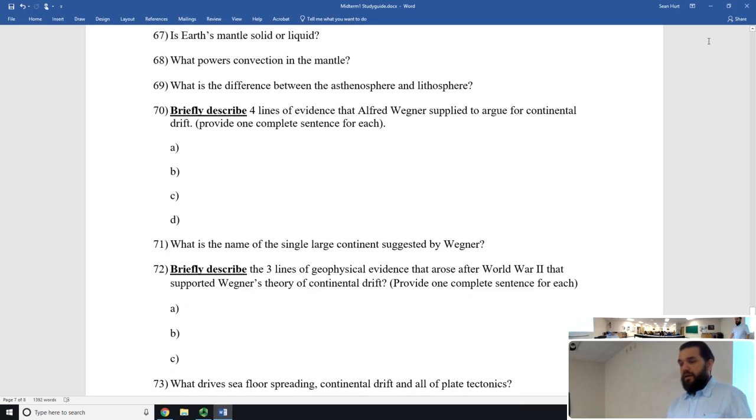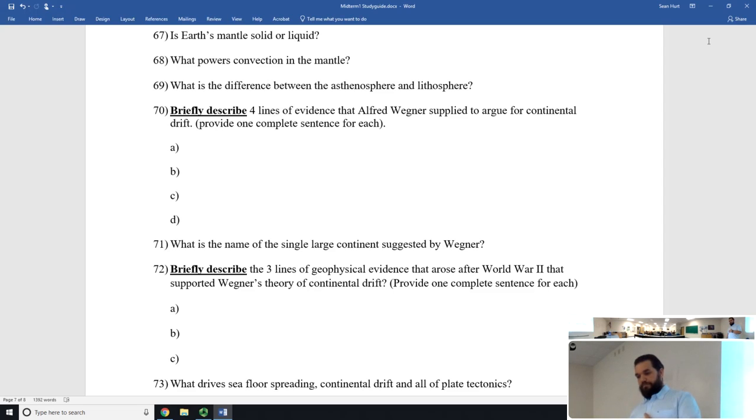All right, getting on here to plate tectonics. Mantle, solid or liquid? It's absolutely a solid. And what powers convection in the mantle? What's powering mantle convection is the fact that the base of the mantle is very hot, 5,000 degrees Celsius, and the top of the mantle is relatively cool. It's still hot, like 600 degrees Celsius, but it's relatively cool. So that's what's powering the convection. It's just like the heat lamp, the lava lamp, sorry.